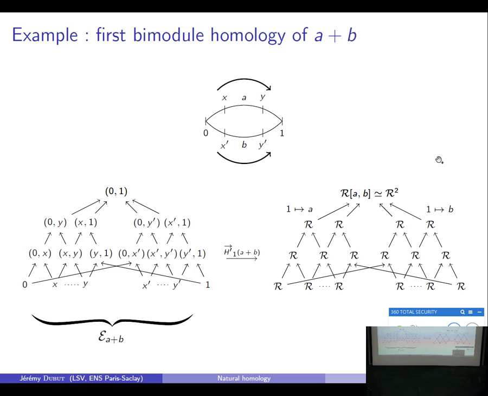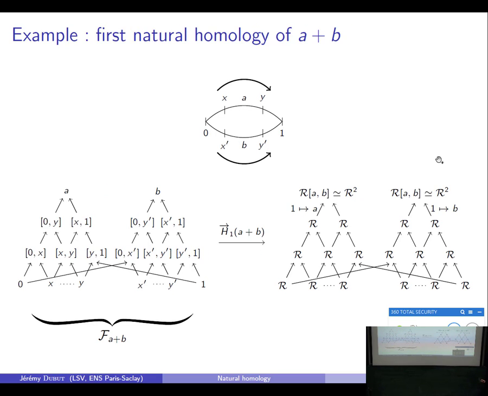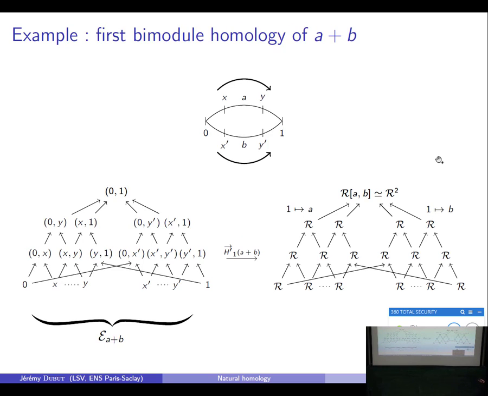The bimodule homology is pretty similar. The only thing is that the two top traces have the same endpoints, so we just glue together the two top elements.